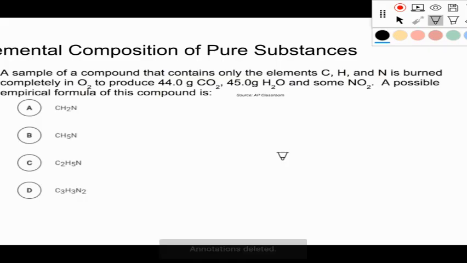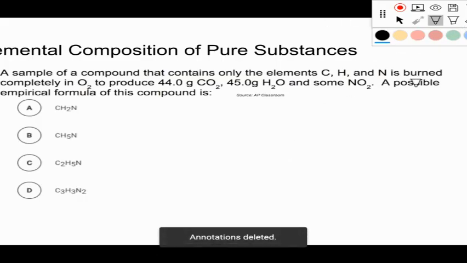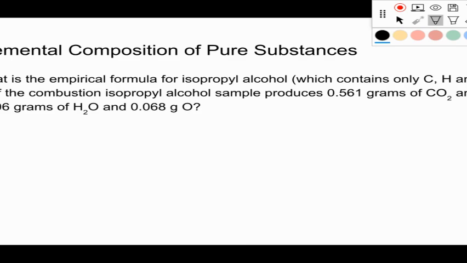So on the next slide, it's a little bit more complicated, because this one says, what's the empirical formula? It tells you that something contains C, H, and O if the combustion of an isopropyl alcohol sample produces 0.561 grams of CO2 and 0.306 grams of H2O and 0.068 grams of O. This problem originally was a lot more complicated, but we haven't seen AP asking questions at the complicated level that this question was asking you to do. In college level, you're going to do some of these problems that are a little bit more complicated. This one, I tried to simplify it down.